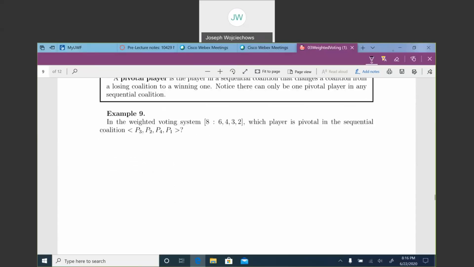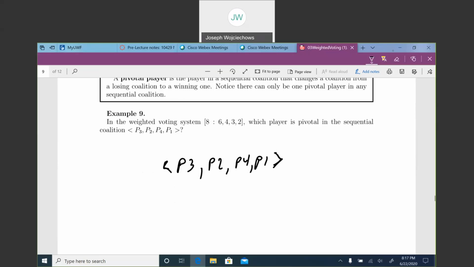So we have our weighted voting system with a quota of 8. Player 1 has a weight of 6, player 2 a weight of 4, player 3 a weight of 3, and player 4 a weight of 2. So we're looking at this coalition, and I'm going to write it bigger here. Player 3, player 2, player 4, player 1. And it's denoted as a coalition using these marks here.